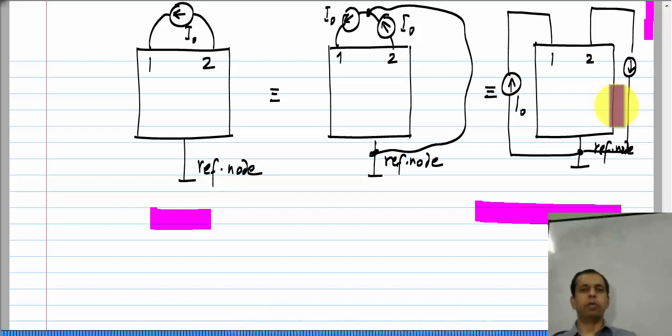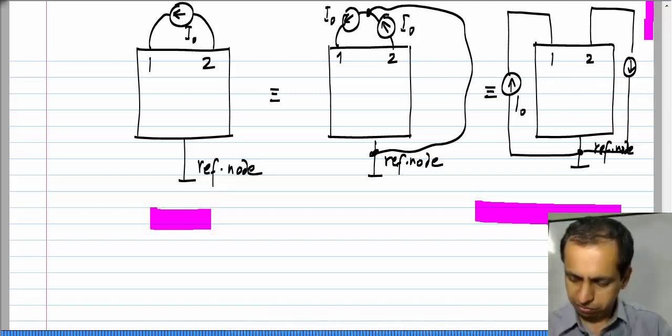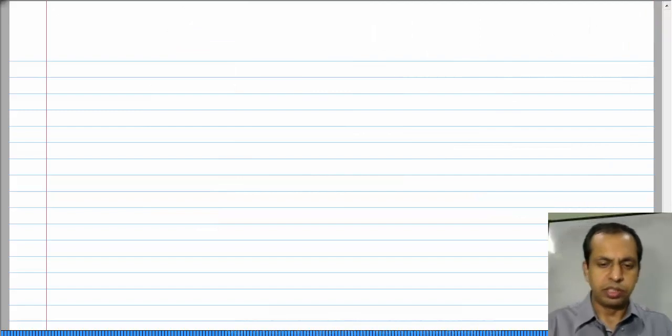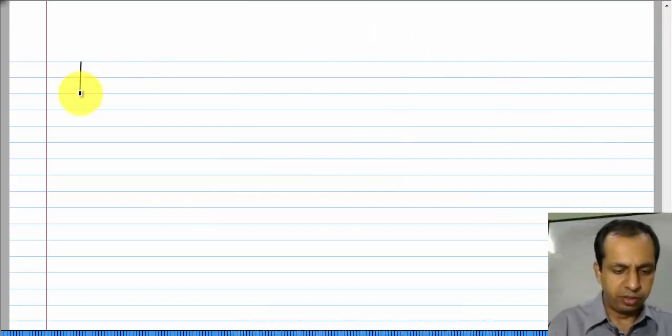Now, we will not be able to appreciate it without any examples, but just take it from me that many times it is easier to analyze circuits like this. So, that is why this business of splitting the current source is helpful. Just to illustrate this point, let me take the example I had taken long back while discussing nodal analysis.